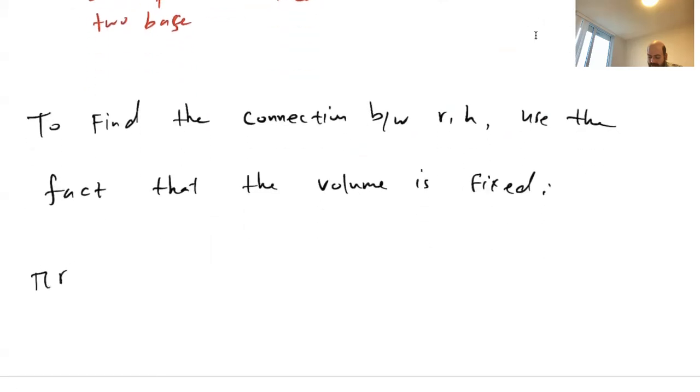So pi r squared h, that's the volume of a cylinder. This is some fixed number, let's say V0. Again, later we can replace V0 with whatever number we want. In this case it is 1000 cubic centimeters. But let's again find a general formula for an arbitrary fixed volume, let's say V0. So then this easily gives me h in terms of r. h will be V0 over pi r squared.